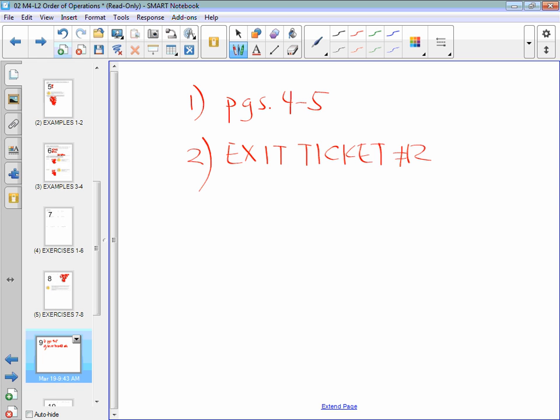No more yellow for exit tickets. We're printing them as we go, so they are on white. Don't get confused. It's up here. 3. After this is done, which if you have to finish this up over the weekend, that's fine too. But if you get this done in class, then do the problem set.